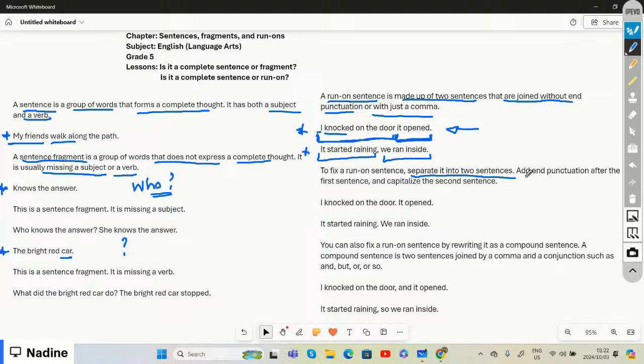We add the end punctuation and capitalize the first sentence, meaning that we will say, I knocked on the door, period, because that is our first sentence, a complete thought. Then the next one says, it opened. That is our second sentence. That is how we fix our run on sentence.